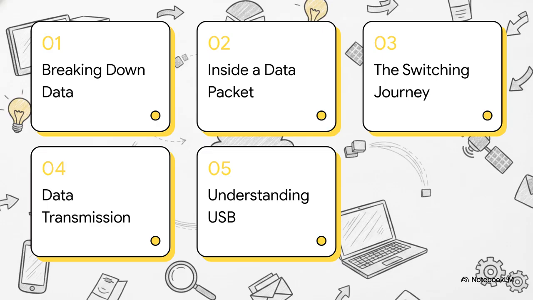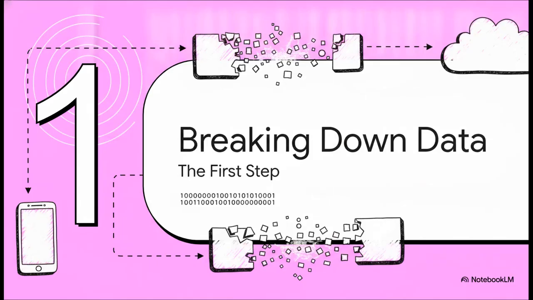Here is our roadmap for today. Number 1, breaking down the data. 2, inside a data packet. 3, the packet switching journey. 4, methods of data transmission. And 5, understanding the USB. Starting off with Section 1, breaking down the data.